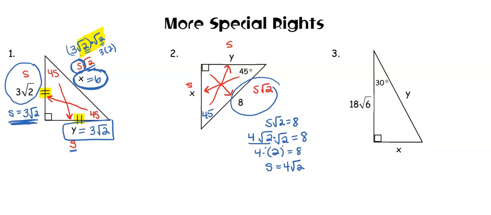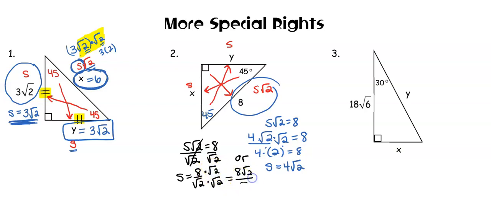Or I can solve. I have that S root 2 is equal to 8. If I want to solve for S, I divide by root 2. So that ends up with S is equal to 8 divided by root 2. But we have to rationalize our denominator. So that gives me 8 root 2 over 2. And then I simplify, and you see that I end up at the exact same place as I did when I did it that way. So whatever method makes the most sense to you, go ahead and run with it.